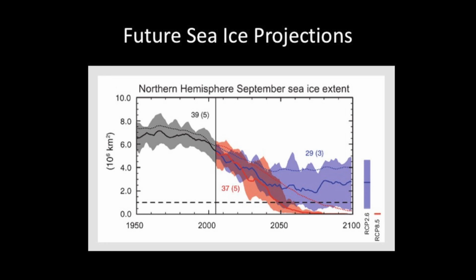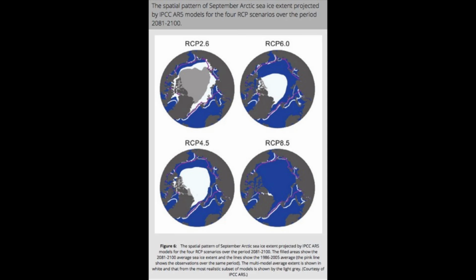So this gives you now the spatial distribution of the sea ice, and I ask you to focus only on the white area and the gray area. So this is the RCP 2.6 and the 4.5. In white is the mean of all ensemble members, and in gray is the mean of those members who have a realistic late 20th century trend in sea ice decline.